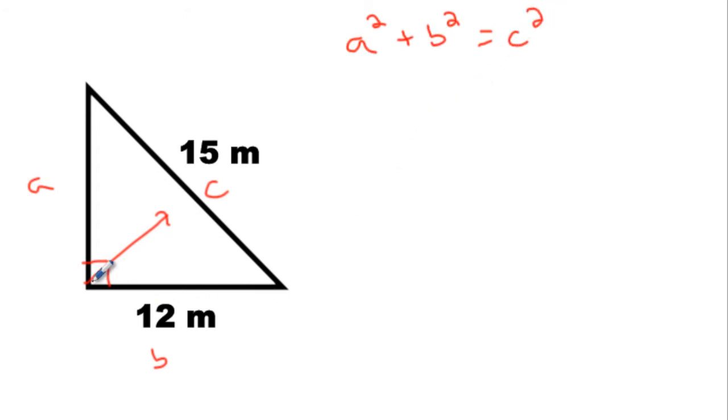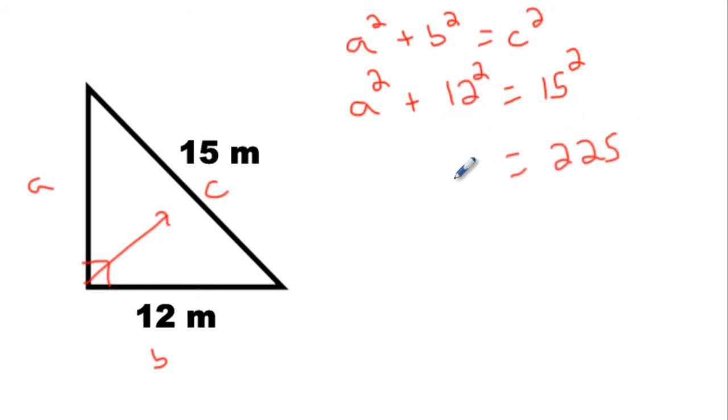Now substitute. We don't know A. We know B, 12 squared, and we know C. 15 is C to the power of 2. Now let's substitute these values. Let's figure them out. This is 225. And this here is going to be 144. And this is a plus sign, and that's a squared.